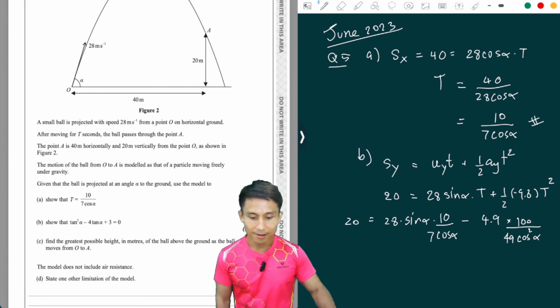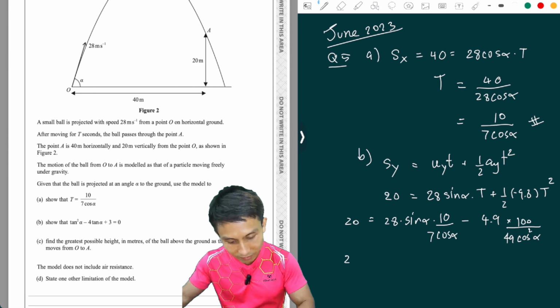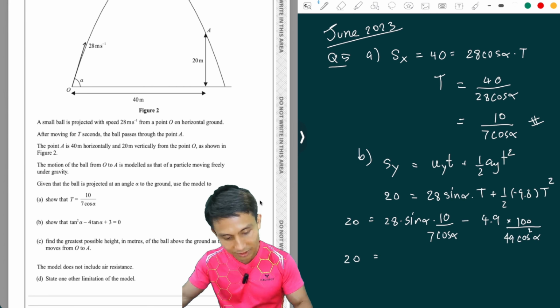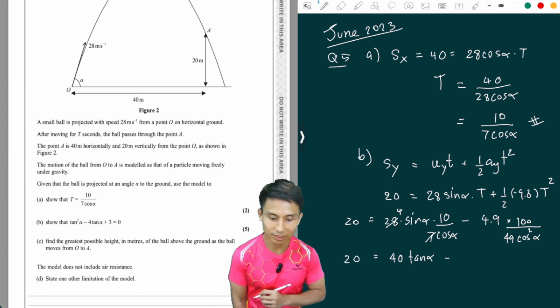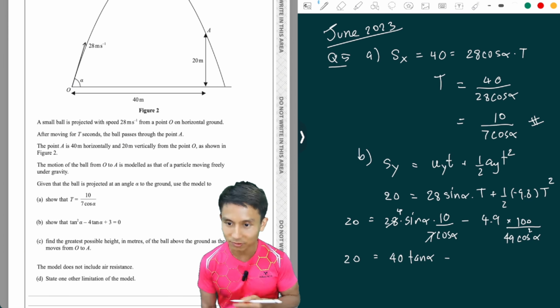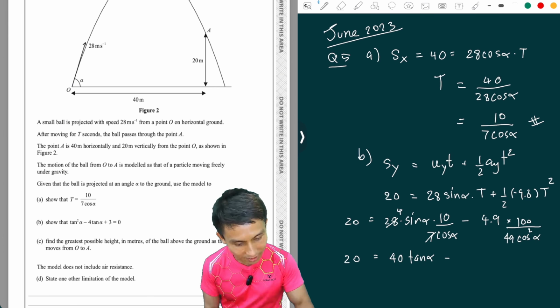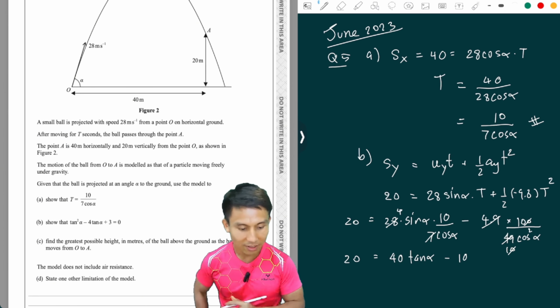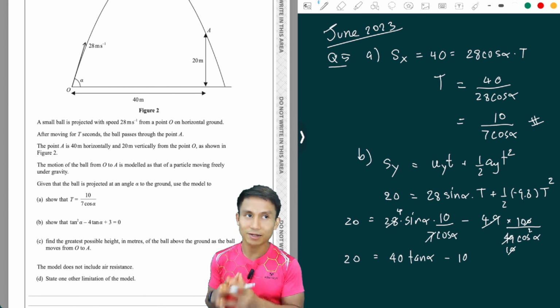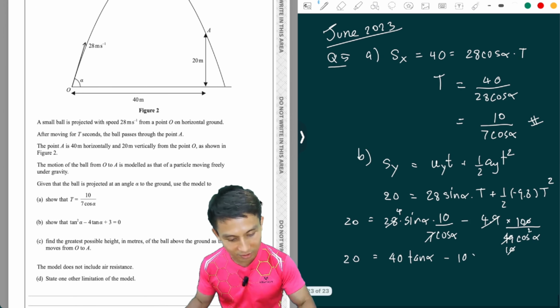Okay. So if we simplify again, 7 cancels 28, we get 4, so that's just 40. Sine over cos is tan, right? There you go. We get 40 tan alpha there. And of course, we will simplify this again. And here, 4.9 cancels with 49, we get 10 down here. So 10 cancels with that 10, we get 10. But 1 over cos squared is just sec squared, right? So this is secant squared alpha.